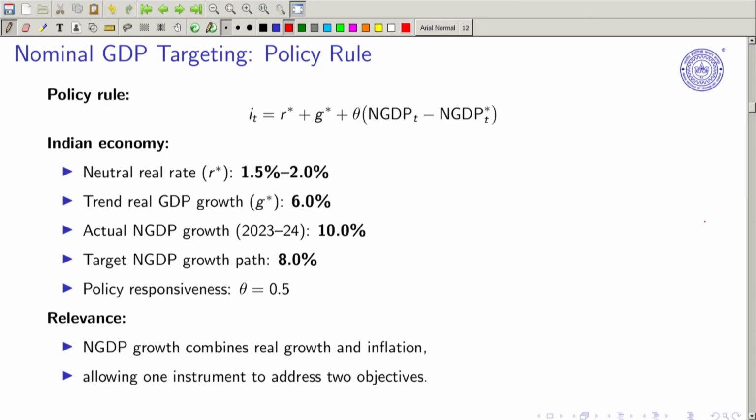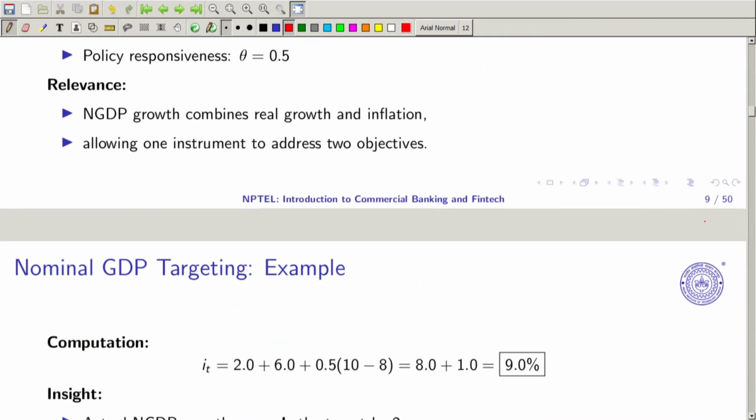So I have given one example here. Suppose the neutral real rate for India, given that there are no NGDPT and output gap, is around 1.5 to 2%. The trend real GDP growth is around 6%, for example. So NGDP star is 6%. Actual NGDP is 10%, the target NGDP growth is 8%, and the theta that we are considering is 0.5.